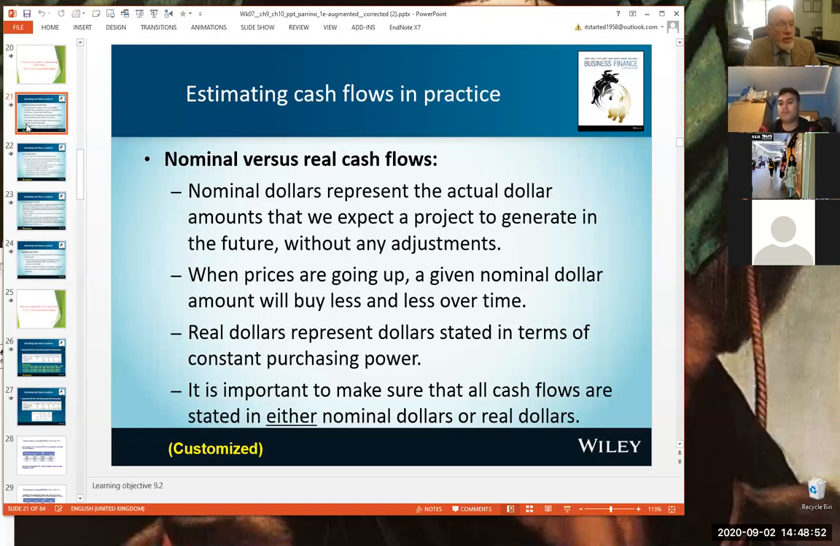But as a result of that period, we're now very conscious about dealing in real versus nominal cash flows, because the real dollars are adjusted for purchasing power. That's kind of important. So hopefully that'll give you an idea of what that slide is on about.